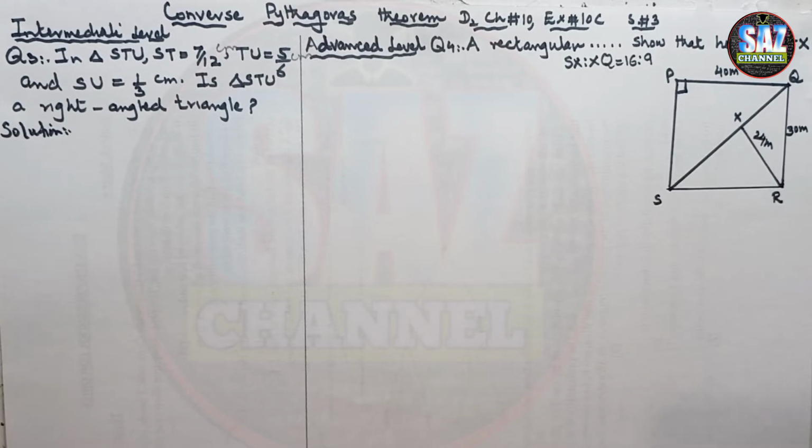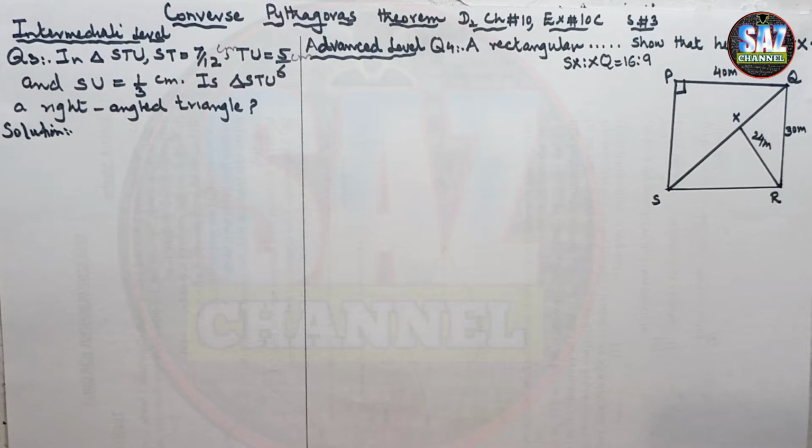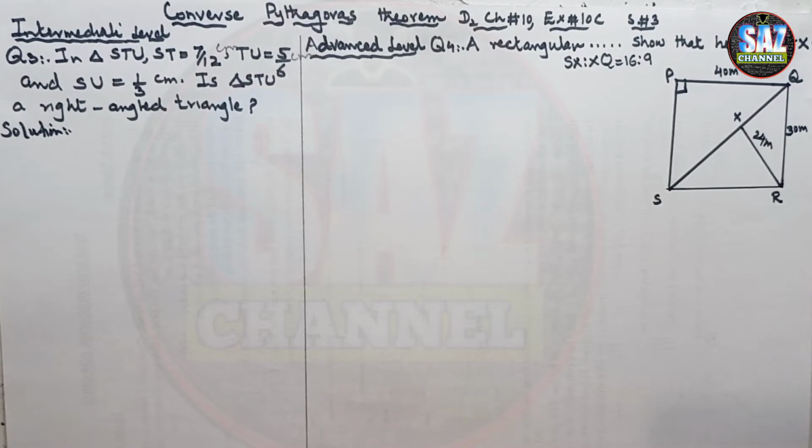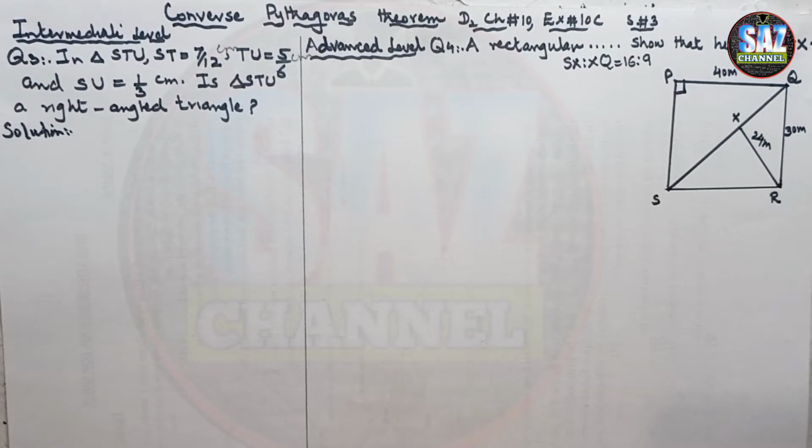This is my third lesson of D2, chapter number 10, exercise 10C. Here I am with you with a new episode of Converse Pythagoras theorem. What is Pythagoras theorem and what is Converse Pythagoras theorem? How to apply Pythagoras theorem and how to decide whether the given triangle is a right angle triangle or not by applying Converse Pythagoras theorem.